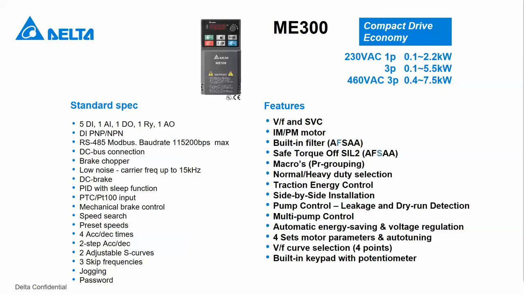I will go through these very quickly, but if you have any questions on any particular drive series, then feel free to let me know. Since this is the economy drive, there are fewer IOs. There's no possibility to connect an external communication card, and there's no built-in PLC. So this can go up to 7.5 kilowatt or 17 amps.